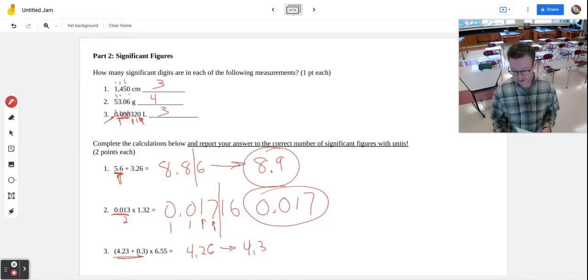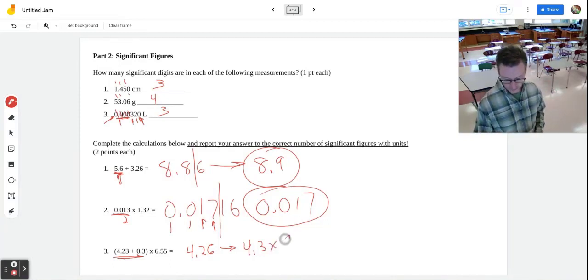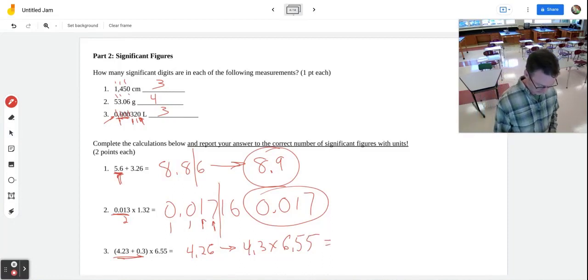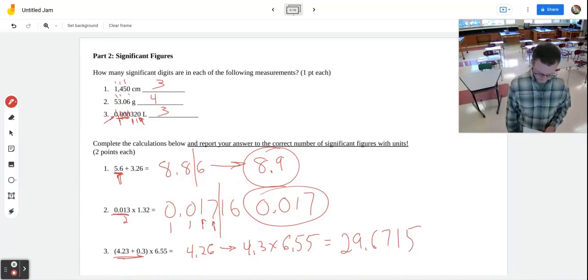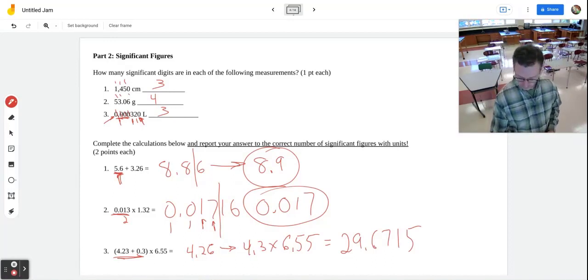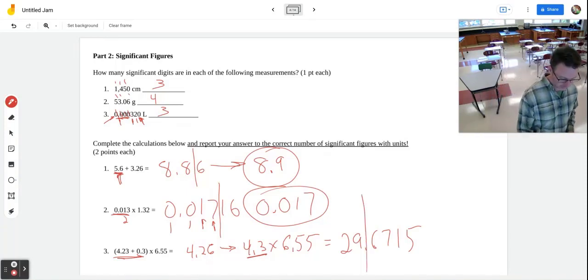So I do that rounding here. Now I'm going to multiply by 6.55, and I get 29.6715. My answer can't have more than two digits, because this has two digits according to the rounding from the addition. So therefore, my answer can only have two digits, which means I'm actually going to round this to 30.